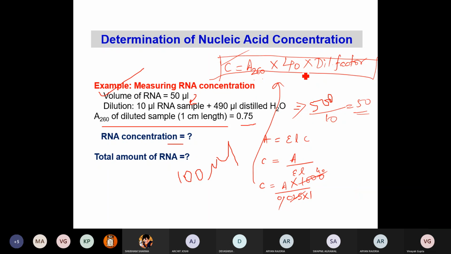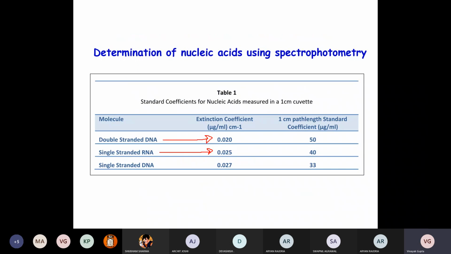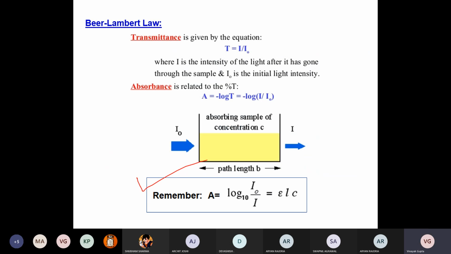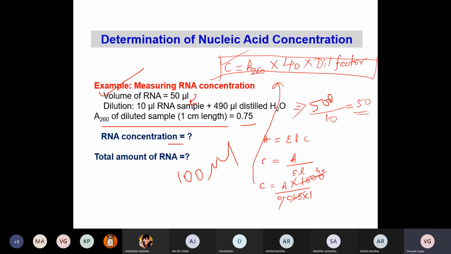Sir, 1,500. Yes, what should be the unit there? The unit will be according to this extinction coefficient. We should remember the unit here. So if you consider this, your concentration is going to be microgram per ml, right? Microgram per ml.